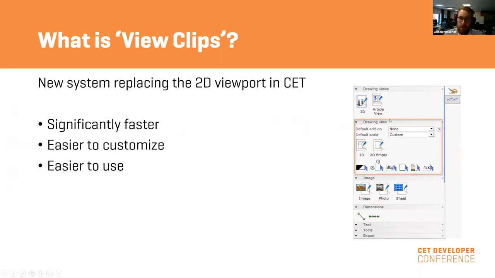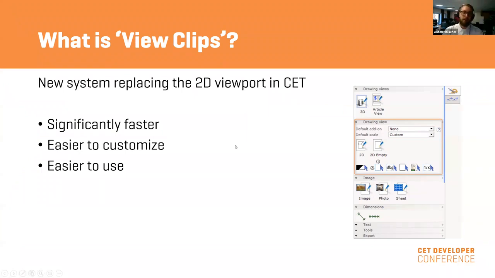As you can see here in the display, we have removed the 2D viewport icon and instead made an entire card consisting of a 2D, 2D empty, companions, and all that good stuff. And this system is supposed to be both significantly faster, easier to customize, and easier for the user to use in the end.